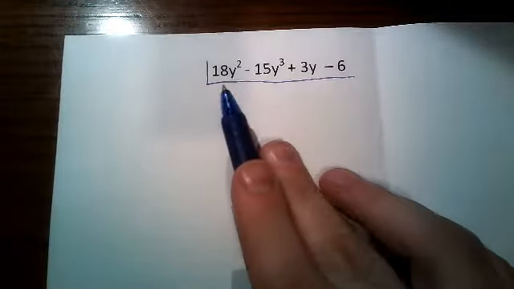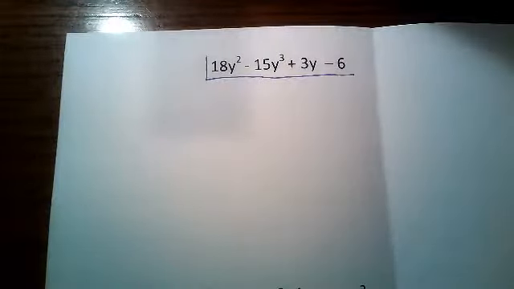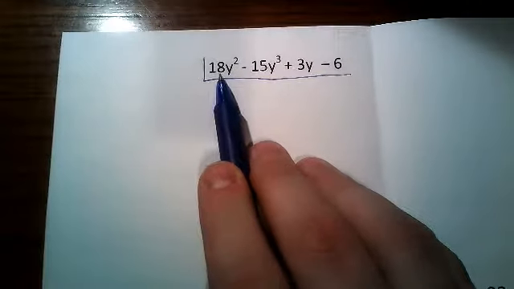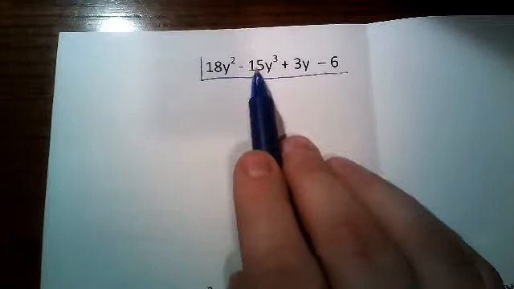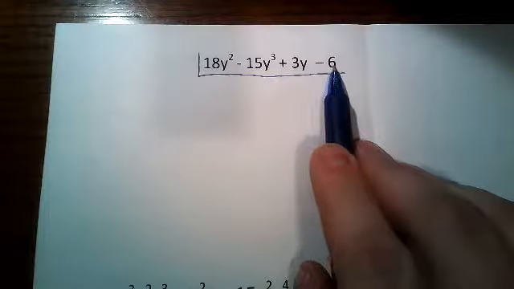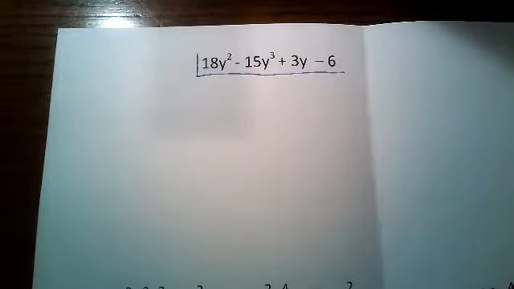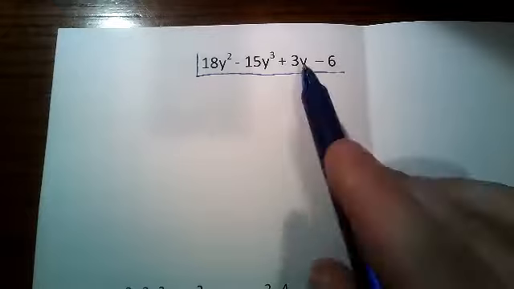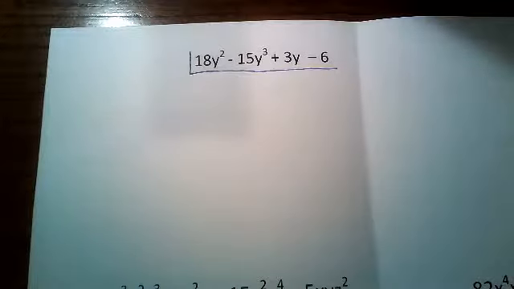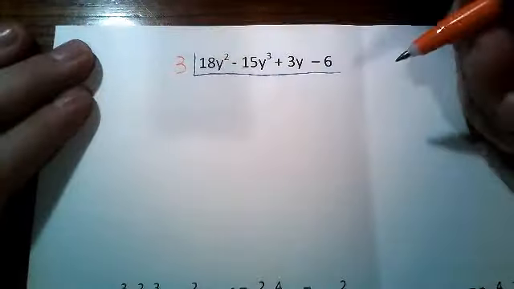Okay, so let's first look for a number. What is a number that could multiply into 18, 15, 3, and 6? Or what number do those all have in common? And so right away I see that these are all multiples of 3. So I can take a 3 out of all of them. And I'm going to do that in a different color. Alright, so let's take out a 3. So I'm going to put 3 on the outside because that's what I'm trying to take out.